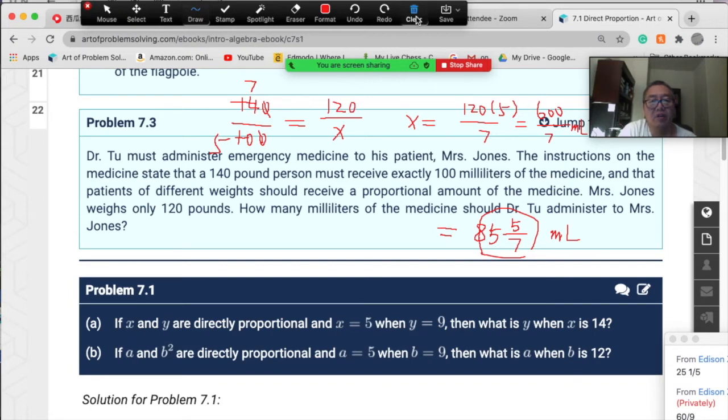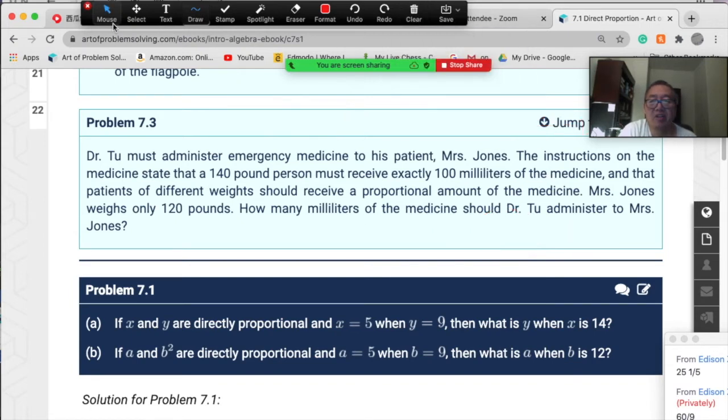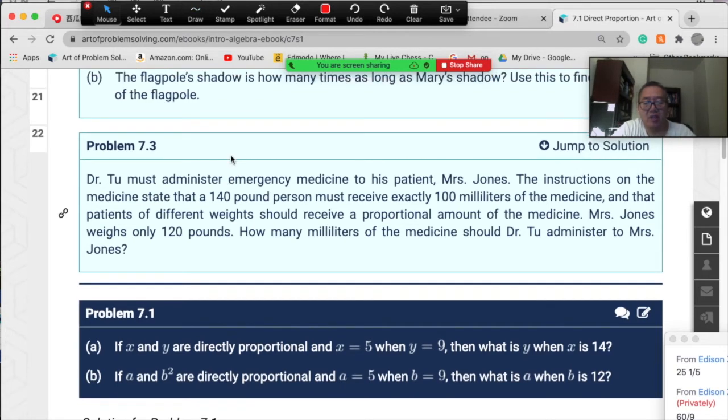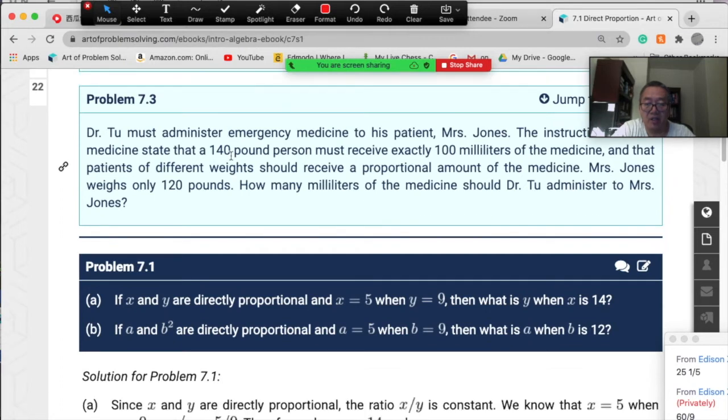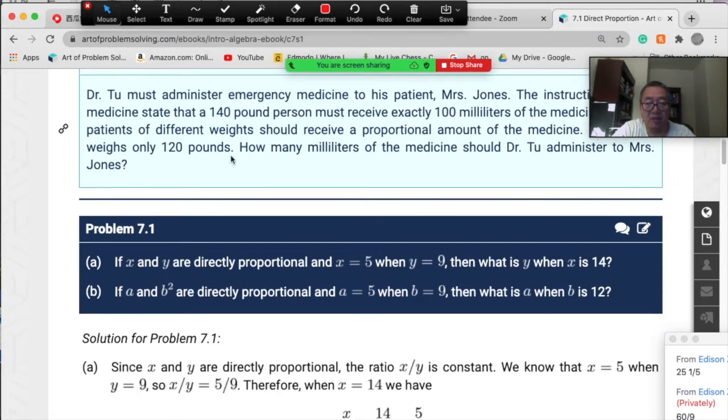Okay, so this section, that's what we learned. It's direct proportion. Okay, that's very easy. Oh, actually here we did something wrong here.